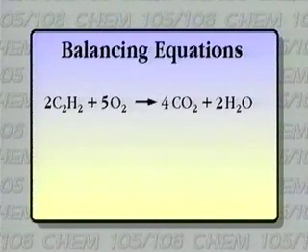If we do a quick double check here on the balancing, we notice that we have 4 carbons, and over here we have 4 carbons. We have 2 times 2, we have 4 hydrogens. We have 2 times 2 or 4 hydrogens. We have 10 oxygens on this side. We have 4 times 2 would be 8, and 2 times 1 would be plus 2. 8 plus 2 would be 10, and so all of the atoms are balanced.